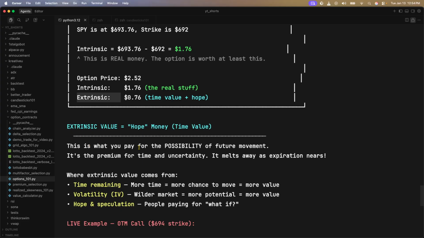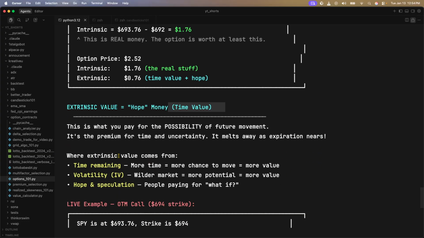So this is what you pay for the possibility of future movement when it comes to the extrinsic, right? Again, this is our hopes and dreams. This is our time value when it comes to what's actually inside the price of the option contract. It is the premium for the time and uncertainty. It melts away as expiration nears.